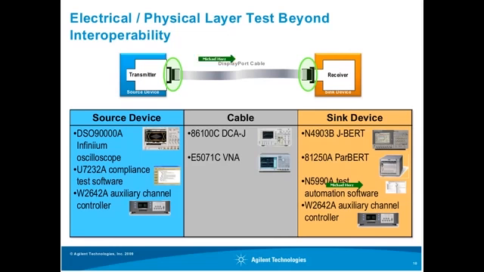I haven't talked about the cable testing yet. A cable is a passive device which can be tested with either a TDR measurement or with a vector network analyzer, and you see the instruments for that down here.